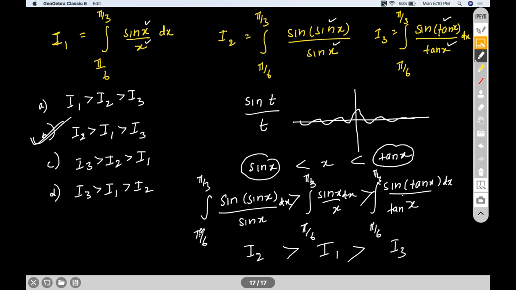Is that clear? Please type CLR if it is clear. Clear, sir. Everybody else? Clear?